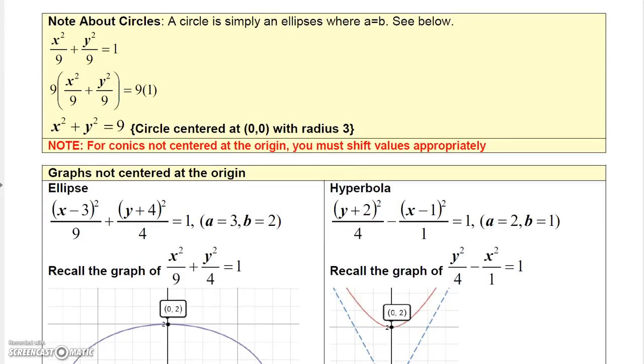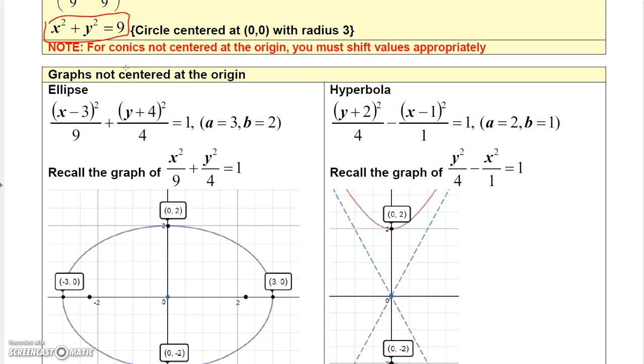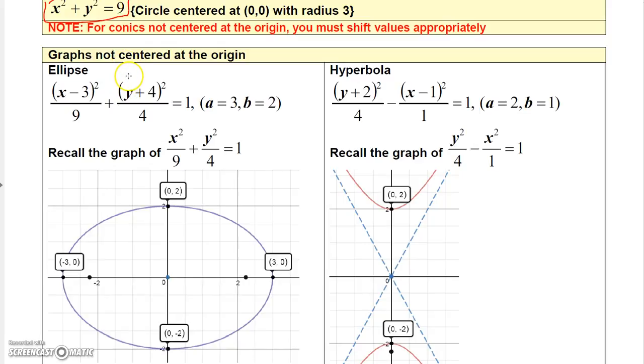Now, I went ahead and gave you a note about circles. A circle is simply an ellipse where a and b are the same. I didn't describe it exactly like that a minute ago, but if you had x squared over 9 plus y squared over 9, you could multiply everything by 9 and get the standard form for the equation of a circle, and see that that's simply a circle centered at (0, 0) with radius 3. And then, of course, if it's not centered at the origin, you shift the values appropriately.